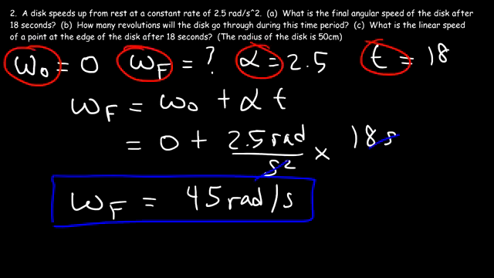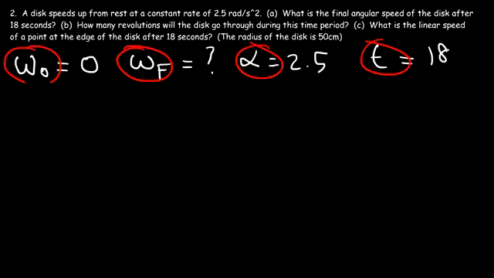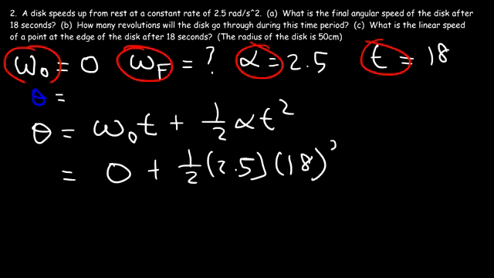How many revolutions will the disk go through during this time period? So what equation can help us to calculate the angle theta? Theta is equal to omega initial times t plus 1/2 alpha t squared. So omega initial is 0, alpha is 2.5, and t is 18. So theta is 405 radians.